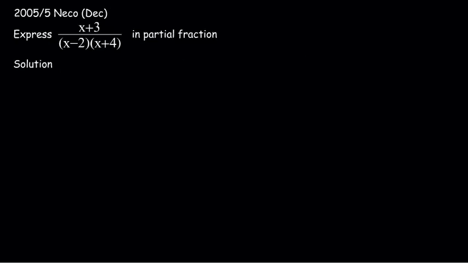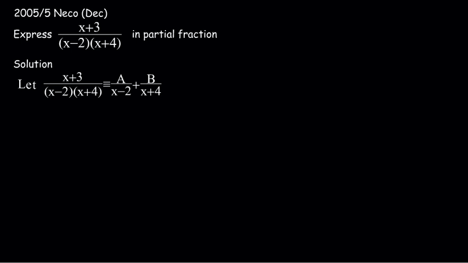We have another question, and this one is from NECO. It states that express s plus 3 divided by s minus 2 in bracket s plus 4 in bracket in partial fraction. Now solution, let s plus 3 divided by s minus 2 in bracket s plus 4 in bracket be equivalent to a divided by s minus 2 plus b divided by s plus 4.